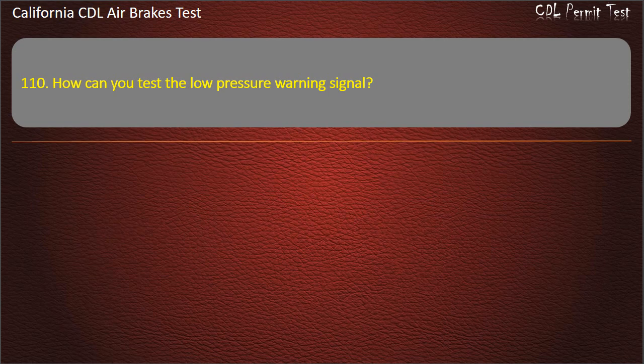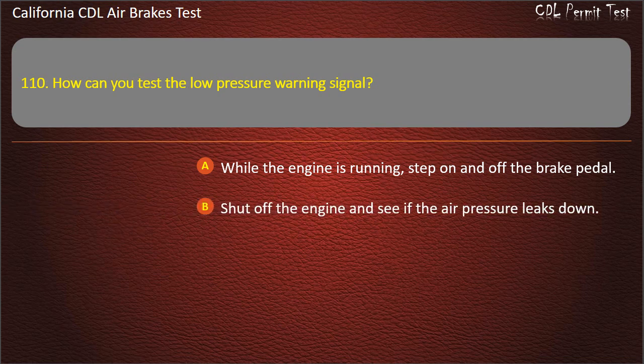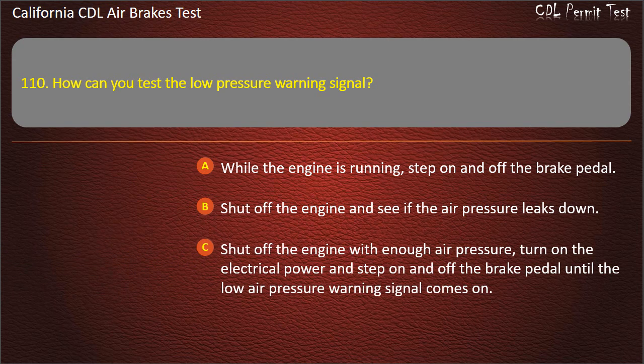Question 110. How can you test the low pressure warning signal? While the engine is running, step on and off the brake pedal. Shut off the engine and see if the air pressure leaks down. Shut off the engine with enough air pressure, turn on the electrical power and step on and off the brake pedal until the low air pressure warning signal comes on. Answer. Shut off the engine with enough air pressure, turn on the electrical power and step on and off the brake pedal until the low air pressure warning signal comes on.